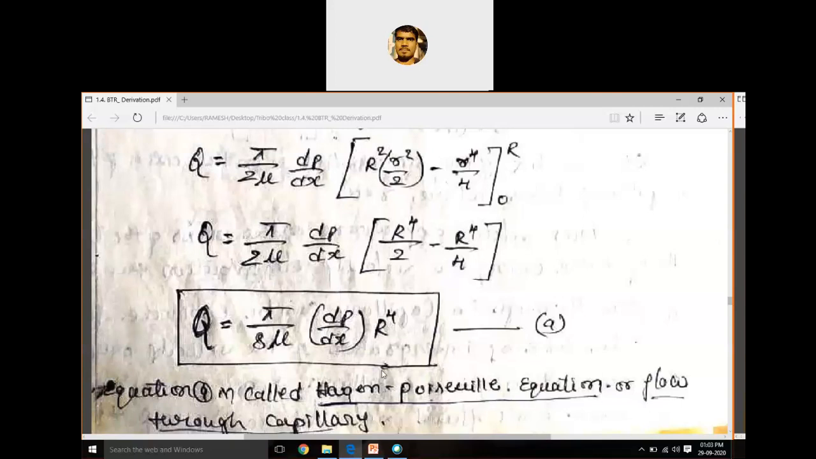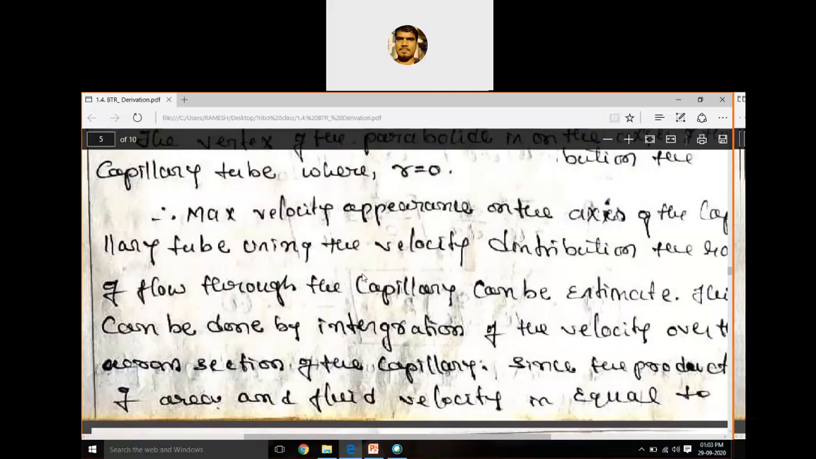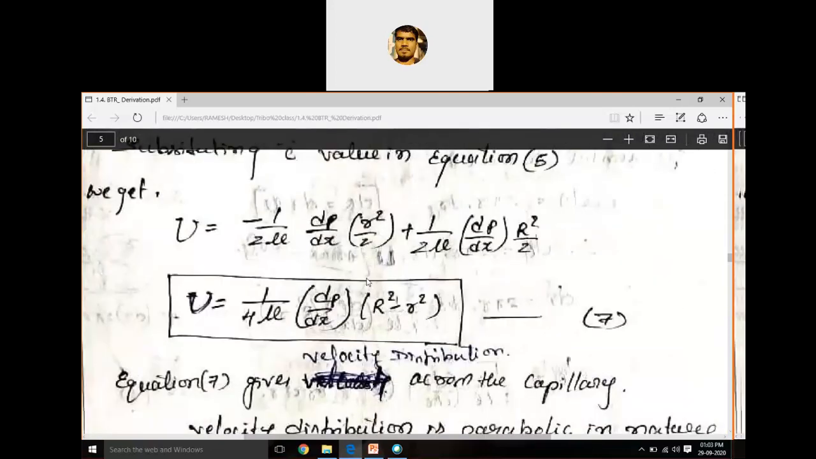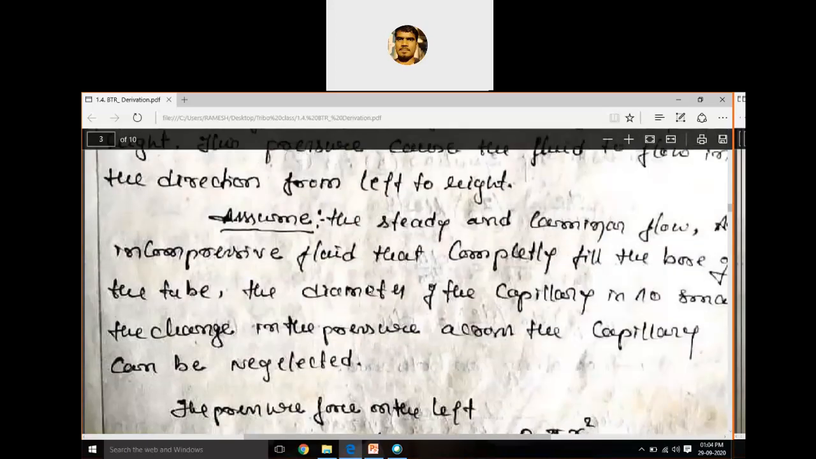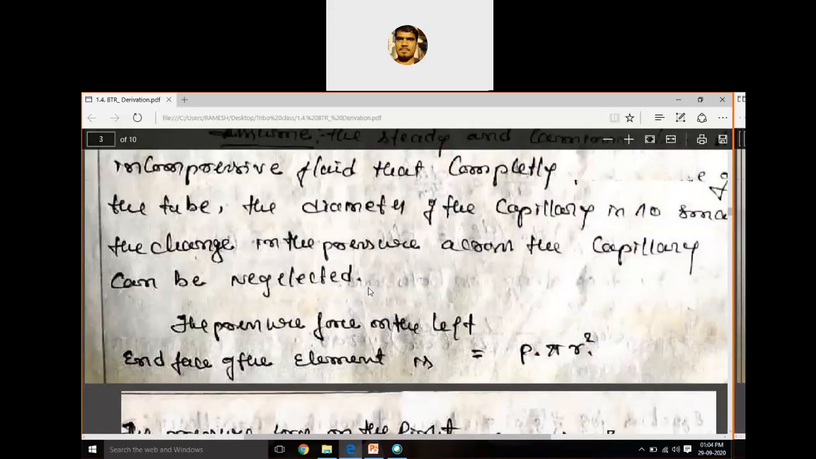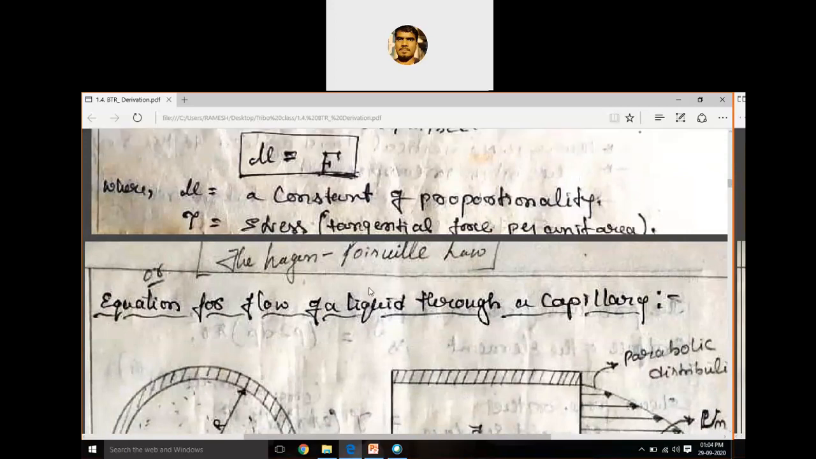First you have to find out u, the velocity, then by using velocity into area, it gives the flow rate. Okay, this is an important derivation. In the exam you may get the same question like this: derive the equation for flow of liquid through the capillary tube, or derive the Hagen-Poiseuille law.